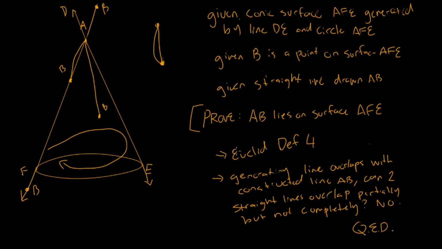So as you can see, I've written out Euclid definition 4, which you can check: a straight line lies evenly with all points on itself. Then you have the generating line overlaps with the constructed line AB at some point in its generation of the conic surface. So can two straight lines overlap partially but not completely? No. So AB must lie on surface AFE completely. QED.